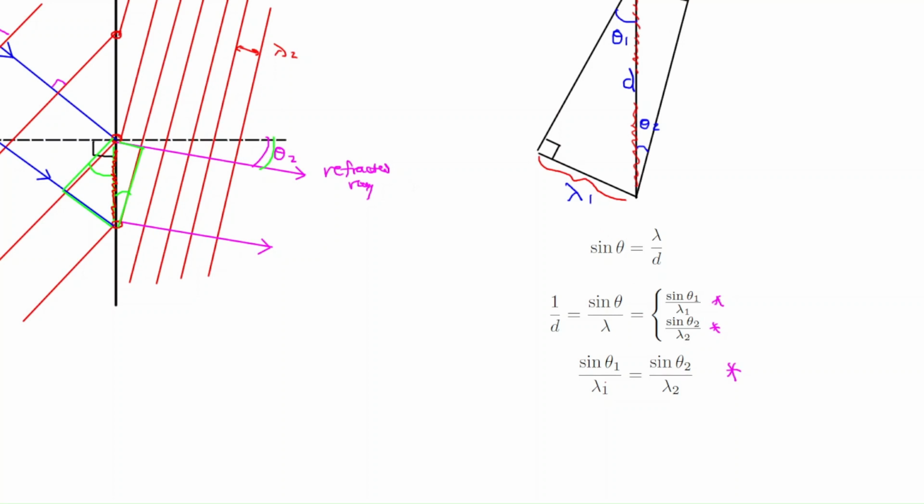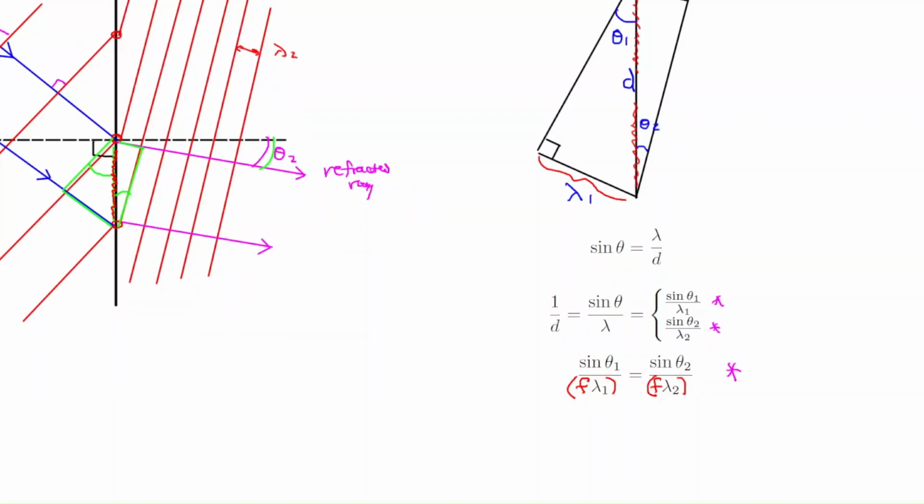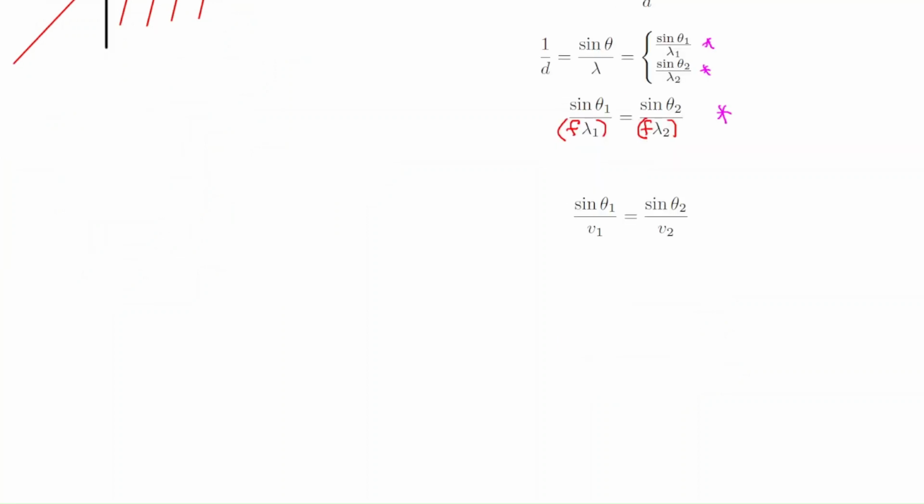So let's do this. Let's multiply through in the denominator of each by the frequency of the wave, and we can be sure that we don't have to worry about f1, f2. Of course, if they were different, we couldn't do this algebra step. But since they're the same, let's label them as f. And then f times lambda is the speed of the wave. So that gets us to our next step: sine theta 1 over v1 equals sine theta 2 over v2. Maybe a little bit better, a little bit closer.